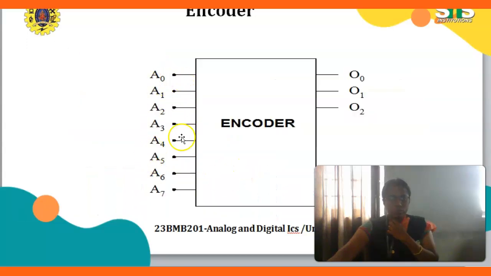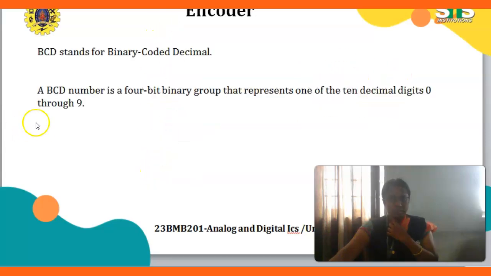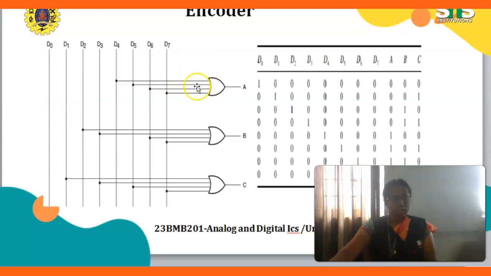This is the block diagram of the encoder circuit. A0, A1, A2, A3, A4, A5, A6, A7 are the 8 input lines, with 3 output lines. BCD stands for binary coded decimal. A binary coded number is a 4-bit binary group that represents one of the 10 decimal digits, 0 through 9. This is the encoder circuit.